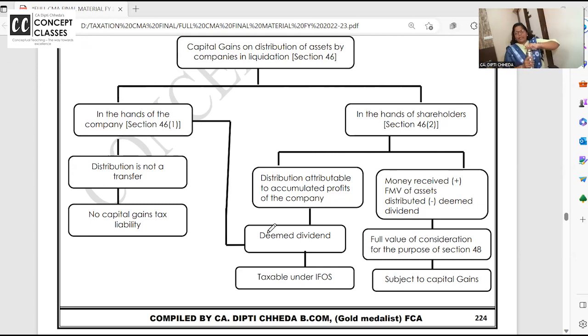There is a lot of repetition required so that the speed comes in exam and you complete the paper in time. So I am giving flowchart also, notes also.